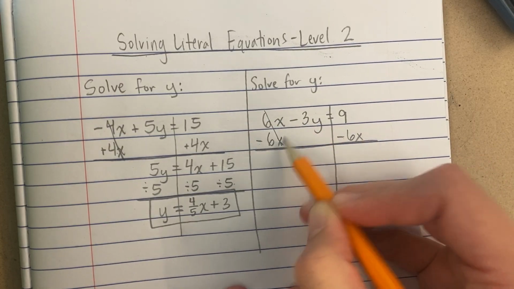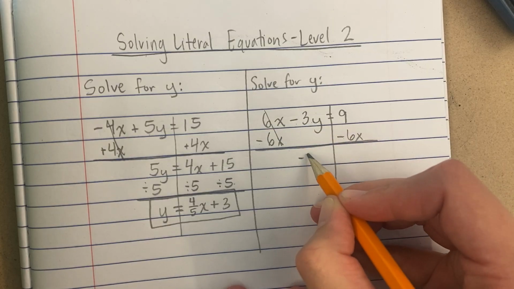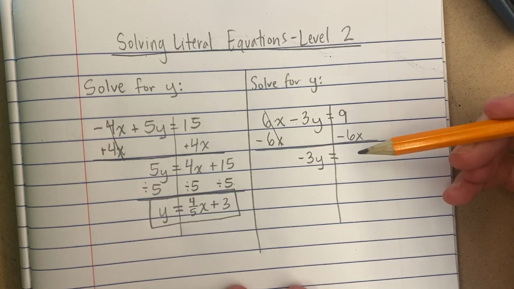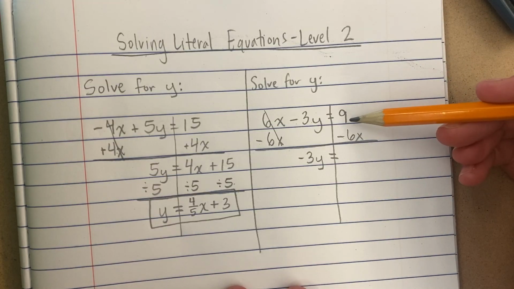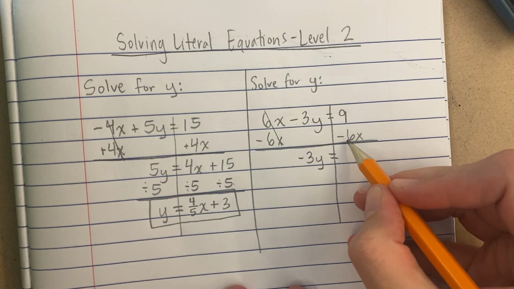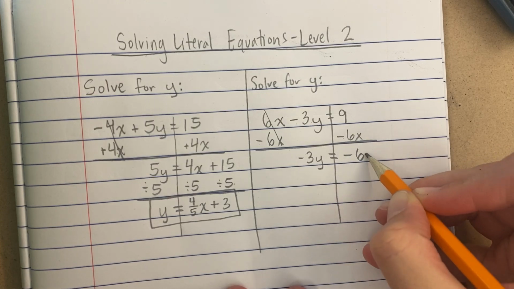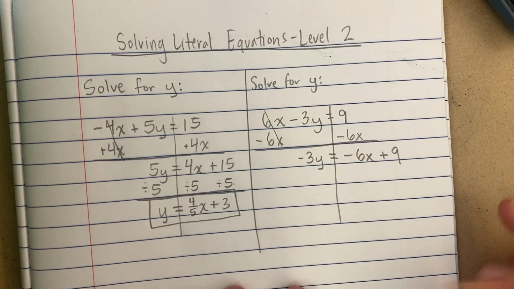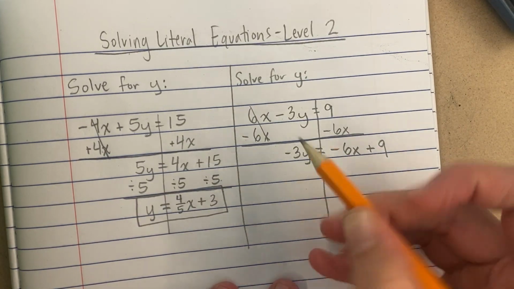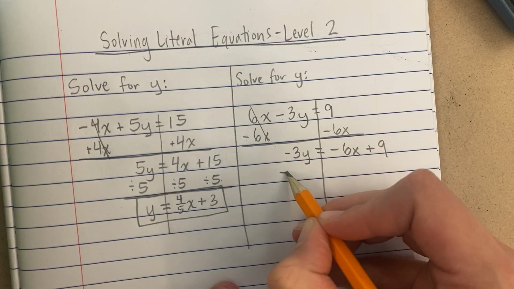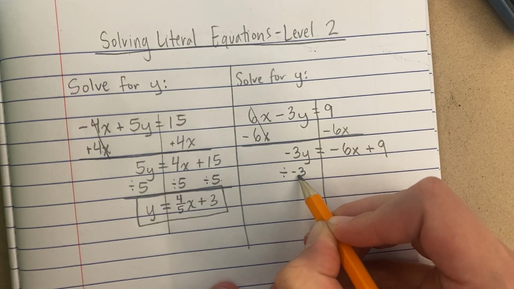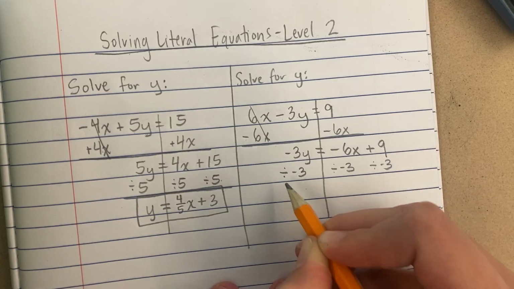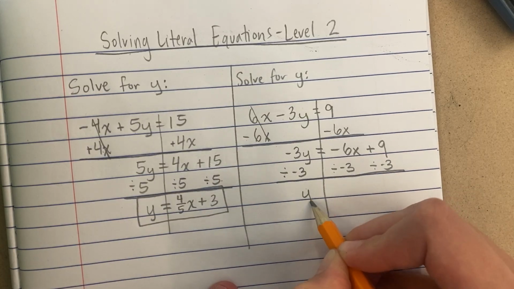I'm going to bring down. Now notice this negative belongs to this 3 right here. So this is still negative 3y equals. Now remember, when I bring these down, I could bring down 9 minus 6x, or negative 6x plus 9. I'm going to ask that you get in the habit of bringing down the x term first, which is going to make more sense in a few weeks. Now I need y by itself. y is being multiplied by negative 3, so I'm going to divide by negative 3. And again, I'm going to divide by negative 3 all the way through. So I get y equals.